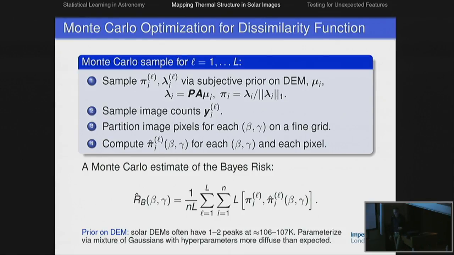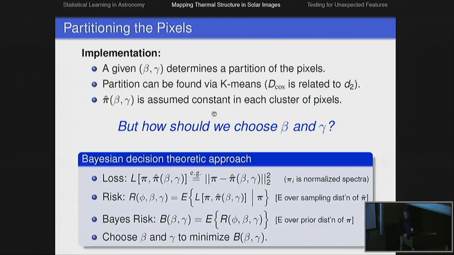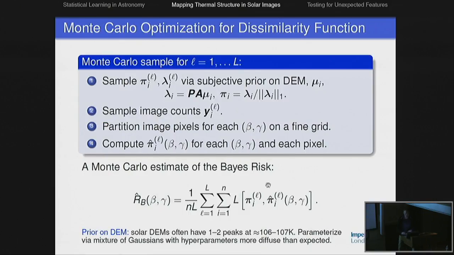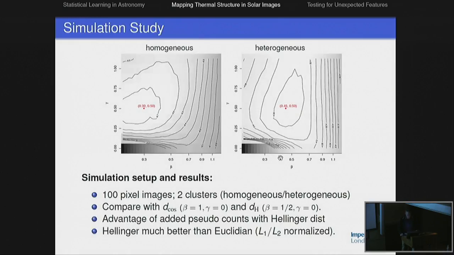And then if I have these parameters, I can sample a data set. And then if I have the parameters and the data set, it's easy to compute this thing here and average it. So I essentially do that on a fine grid of beta and gamma, and I get a map of the Bayesian loss as a function of beta and gamma. Okay, so that's just a Monte Carlo exercise. And so let's see what it looks like.